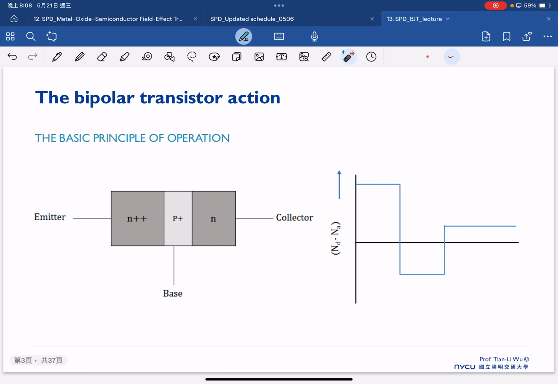The basic doping for the BJT, as I showed, is NPN, where we have a concentration of ND minus NA. From left to right, it is N++, P+, and then N. This is the basic doping schematic. In one BJT, we will not dope everything at the same concentration; we will have concentration differences. That has a purpose, and we will talk about this later.